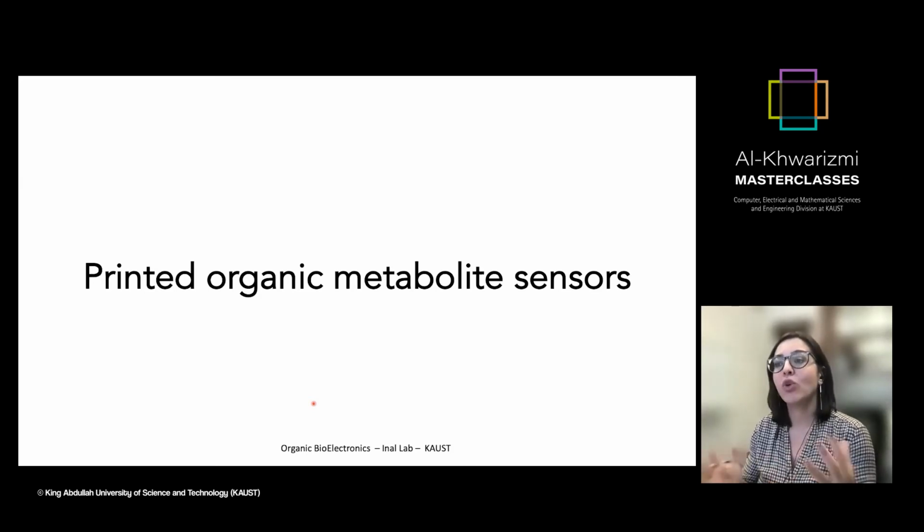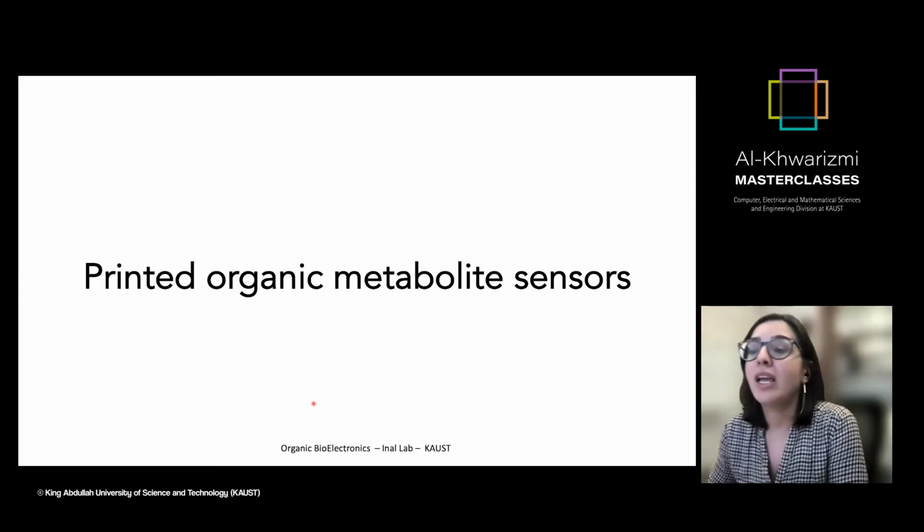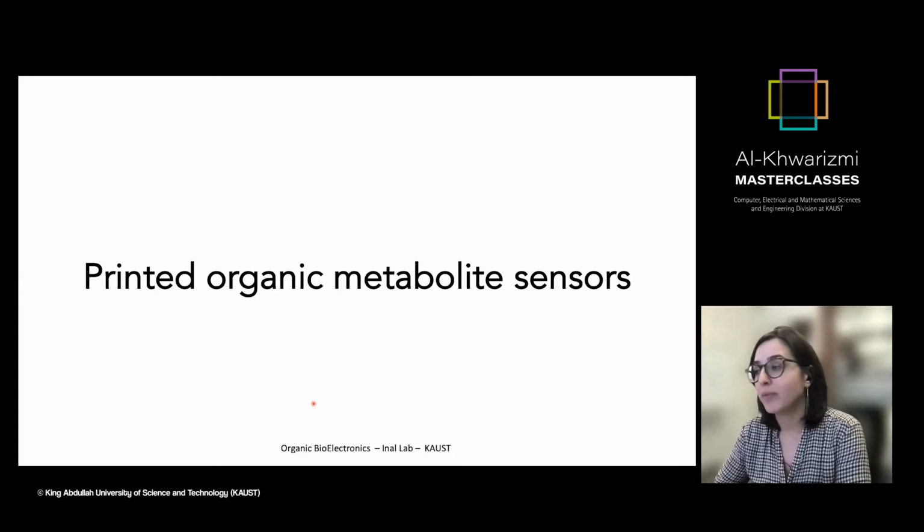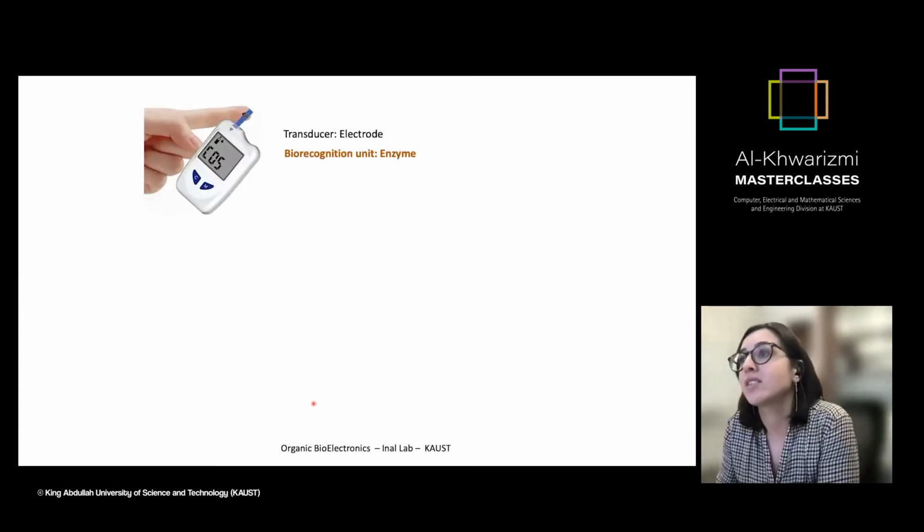Now, this was the first example that I wanted to show you of how you can use printed organic electronic materials for interfacing with the surface of the skin. Now, I want to show you another application where we again print PEDOT:PSS, but this time on a completely different substrate and for a completely different application. Our application is metabolite sensing, and particularly a glucose sensor.